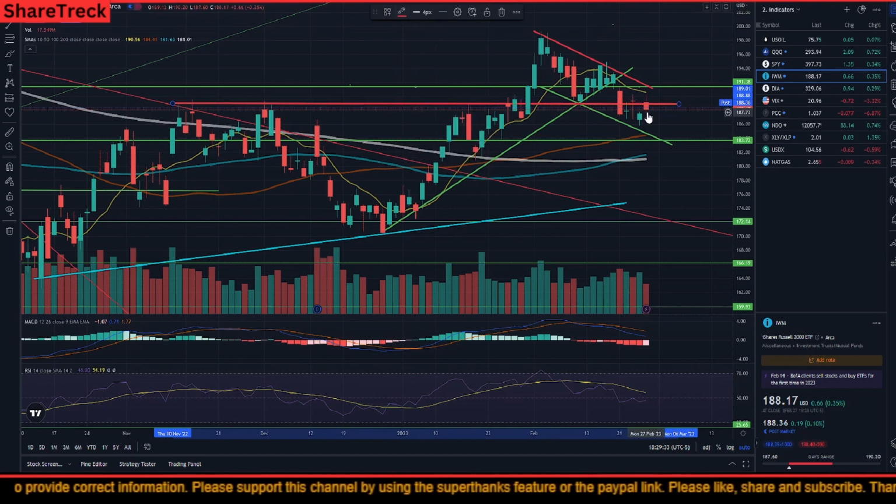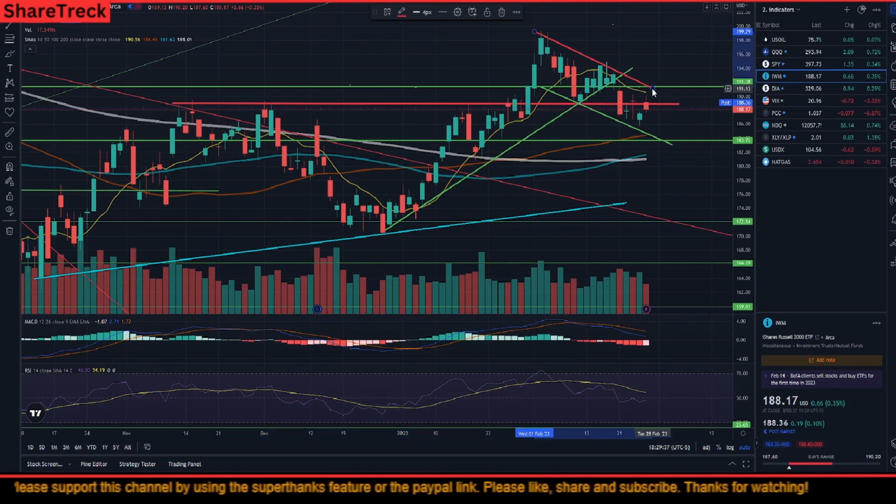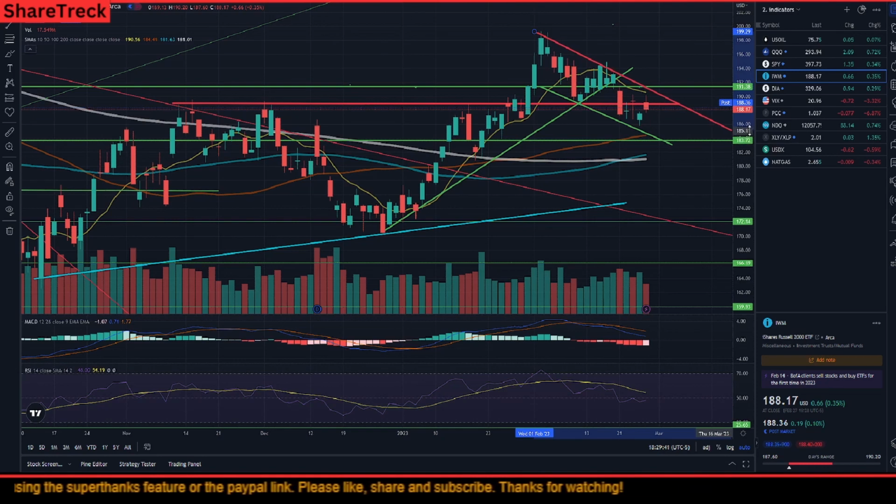So we have fallen below this. So I'm just going to drag this upper level of this bull flag further out. And I'm starting to wonder whether it is still a bull flag. I think we are in a bear channel at this point of time. It's no longer a bull flag out here.